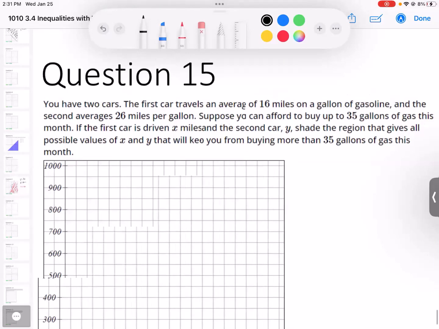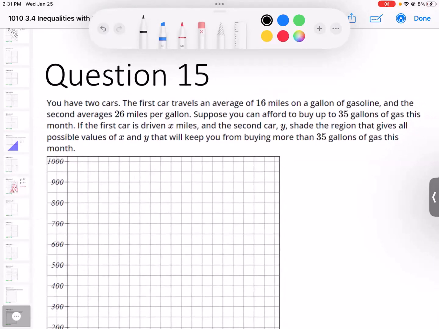So on this one, it says you have two cars. The first car travels an average of 16 miles on a gallon of gasoline. Your numbers might be different, but this is for the first car. And the second car averages 26 miles per gallon. And then we're asked, suppose that you can afford to buy up to 35 gallons of gas. So that's where our inequality is going to come from. You can afford to buy up to 35 gallons of gas. It could still be less than 35 gallons of gas though. So that's where our inequality is going to come in.